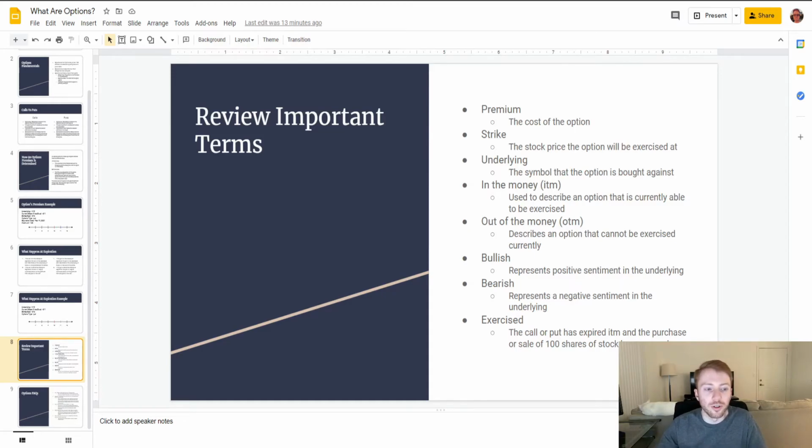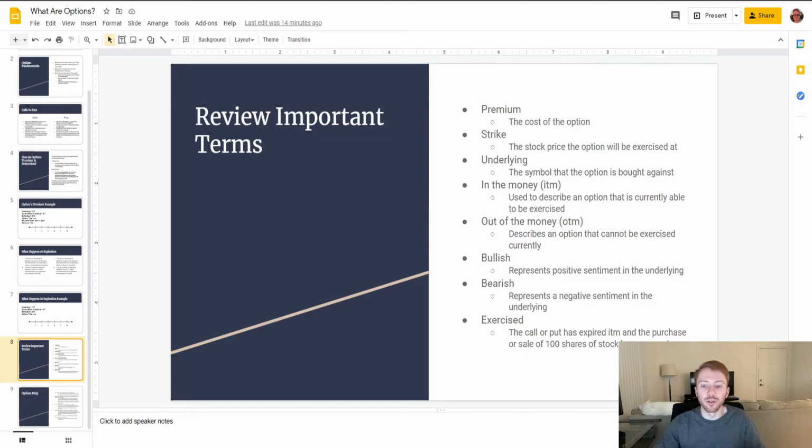I did want to call out some important terms, and you're going to be hearing these all the time in the options world. So just to reiterate them, the premium is just going to be the cost of the option. You have the strike, which is the stock price that the option will be exercised at. You have the underlying, which is basically just the symbol that the option is bought against. So if it's Apple, AAPL, things like that. In the money is used to describe an option that is currently able to be exercised. Out of the money describes an option that cannot be exercised currently.